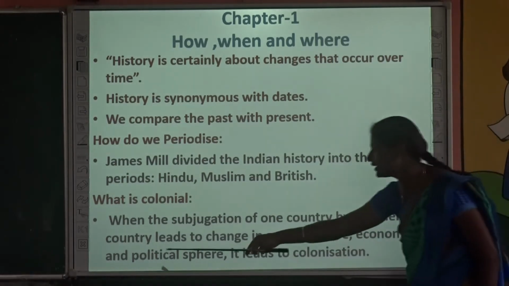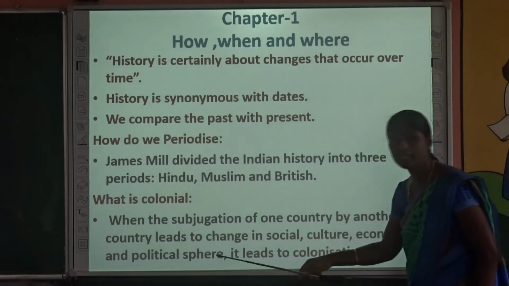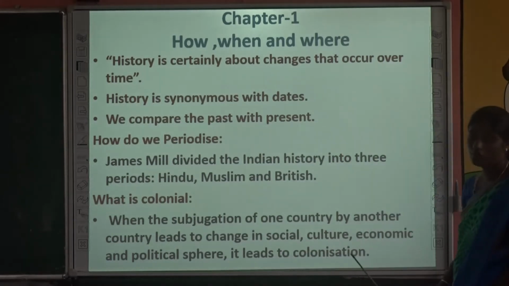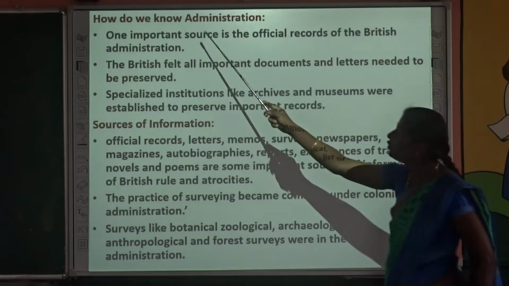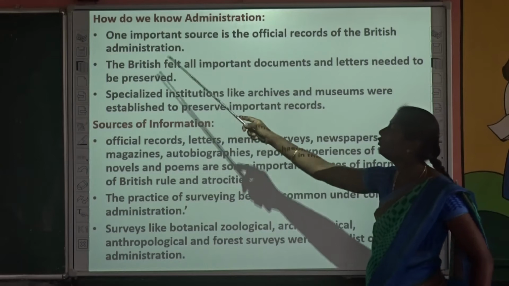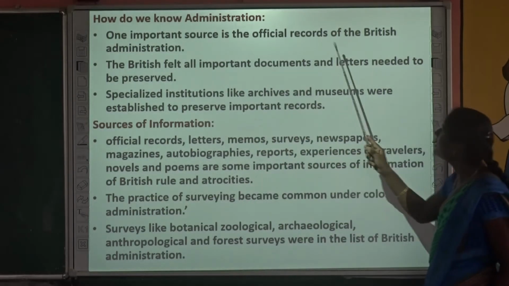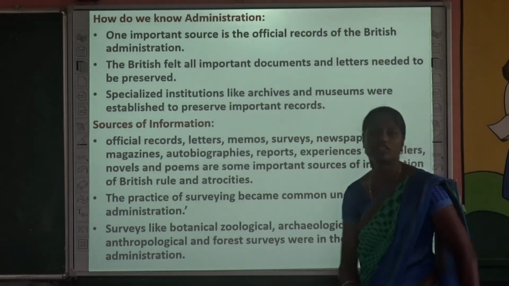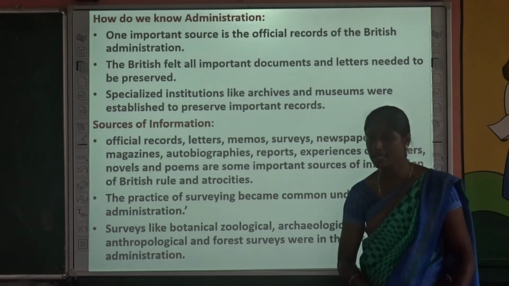Country by another country leads to change in social, cultural, economic and political sphere. It leads to colonization. And how do we know administration? One important source is the official records of the British administration. So, how can we come to know how the British people administered India?